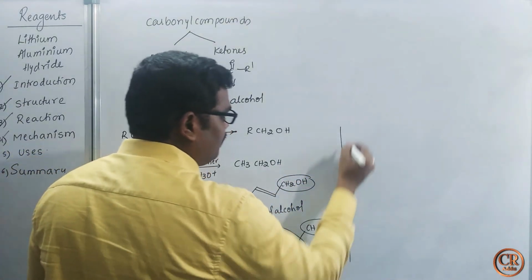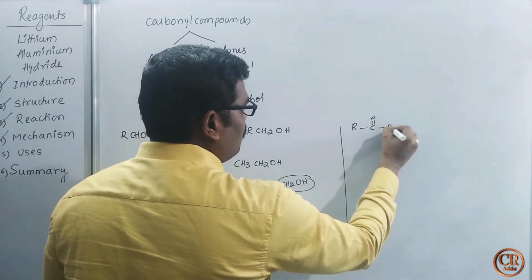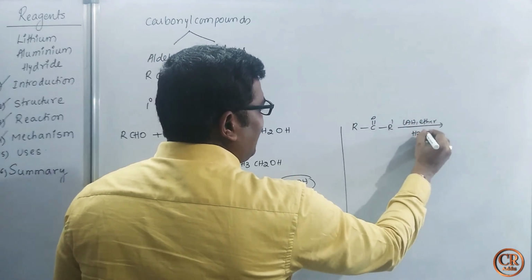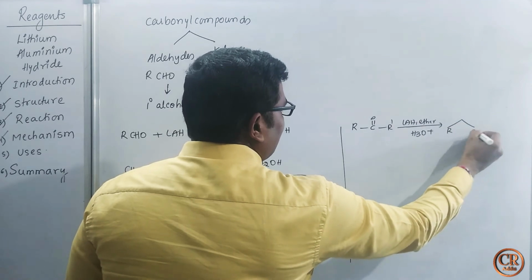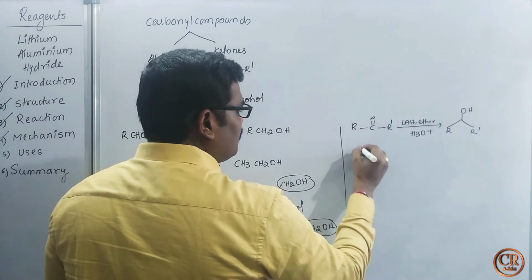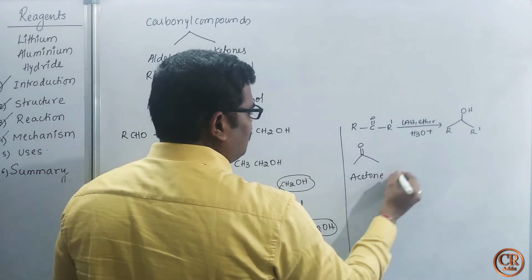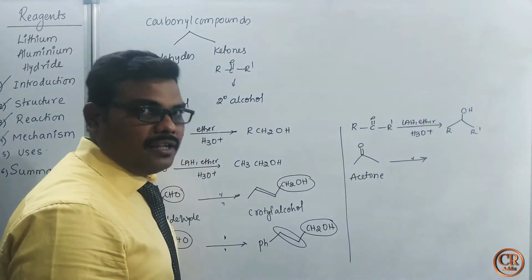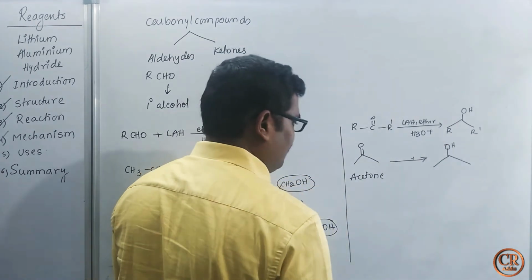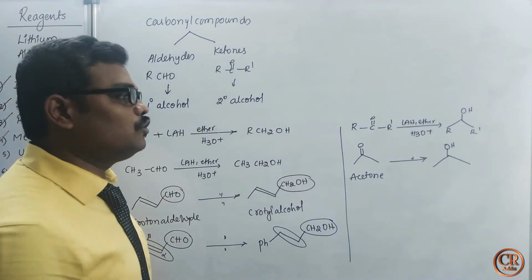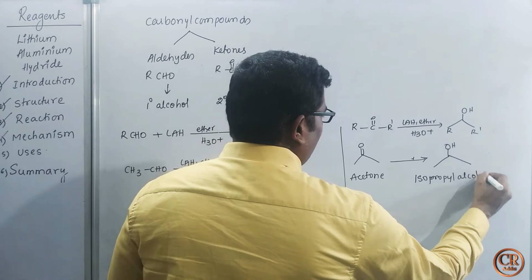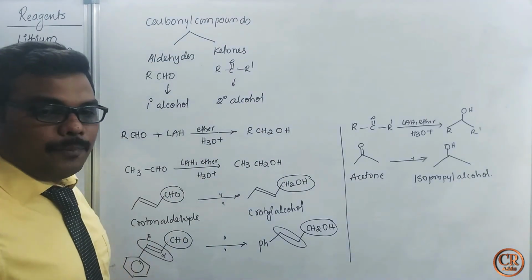And next if you take the ketones, R C double bond O R dash when reacted with lithium aluminum hydride in ether followed by acid hydrolysis gives secondary alcohol. Let us take one example. This is acetone. Common name of this one is acetone. When reacted with lithium aluminum hydride in ether followed by acid hydrolysis gives secondary alcohol. This is propane 2-ol or isopropyl alcohol. Common name of this one is isopropyl alcohol.